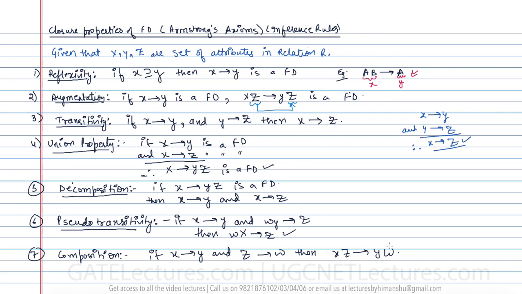Okay, so these are the properties, and we use these properties, first of all, to identify new functional dependencies for a given set of functional dependencies, and secondly, we are going to extensively use these properties to find the candidate keys, or roughly the keys, in a relation.